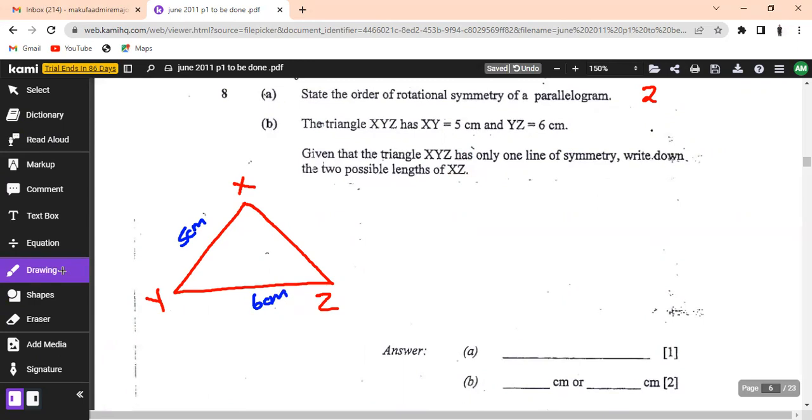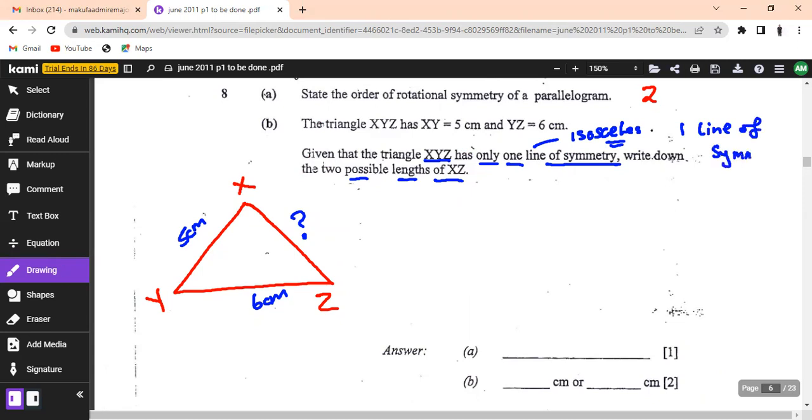Given that triangle XYZ has only one line of symmetry, write down the two possible lengths for XZ. This is your XZ, which is the missing length. But take note, they are saying this triangle has got only one line of symmetry. So if it has only one line of symmetry, it means this triangle is an isosceles triangle. An isosceles triangle is the one that has got one line of symmetry.